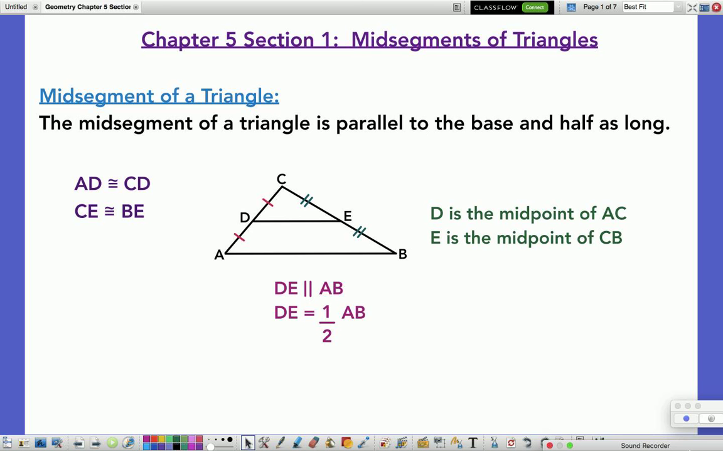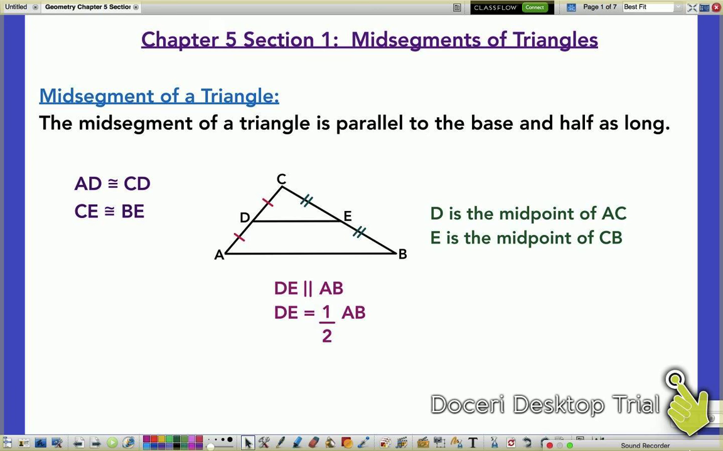So, anyways, this is our new chapter about triangles. It's going to be about relationships within a triangle itself. Okay, so the first thing is the midsegment of a triangle is parallel to the base. Okay, so this is the midsegment right here.